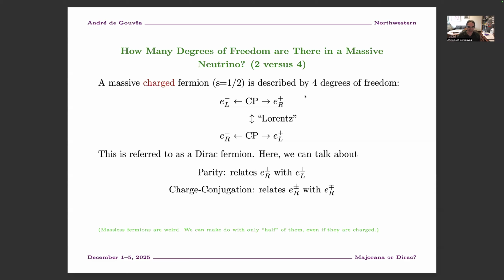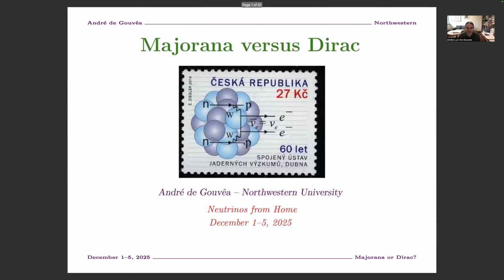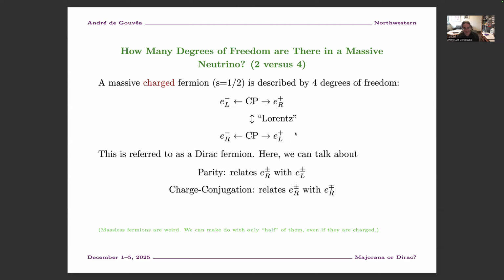So that means that at the end of the day, this particle that we call the electron requires 4 degrees of freedom to be fully realized because of Lorentz invariance and because of other properties of spacetime. So that means that there's a left-handed electron, a right-handed positron, a right-handed electron, and a left-handed positron. By the way, all of these particles are related to one another by different operations, including parity. Parity relates the left-handed electron to the right-handed electron, and charge conjugation relates the left-handed electron to the left-handed positron, and the right-handed electron to the right-handed positron.